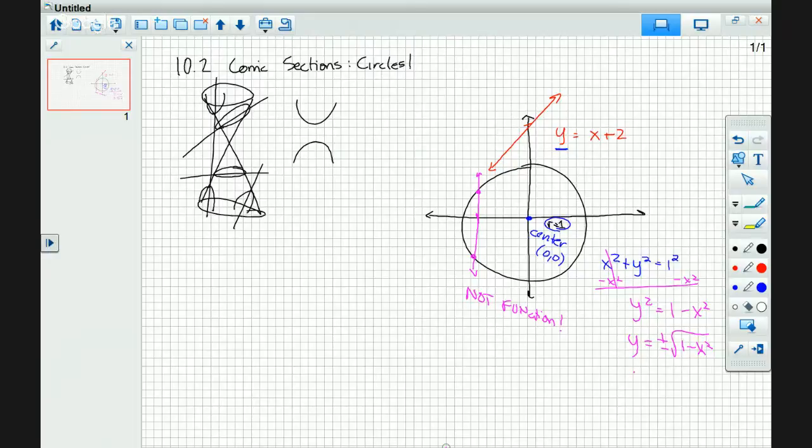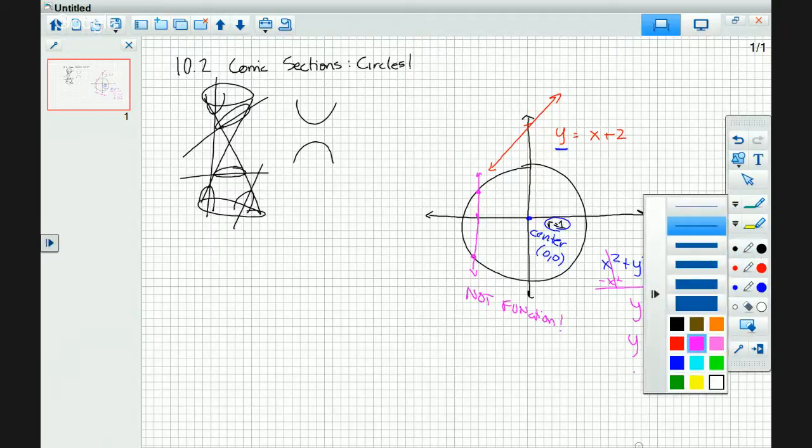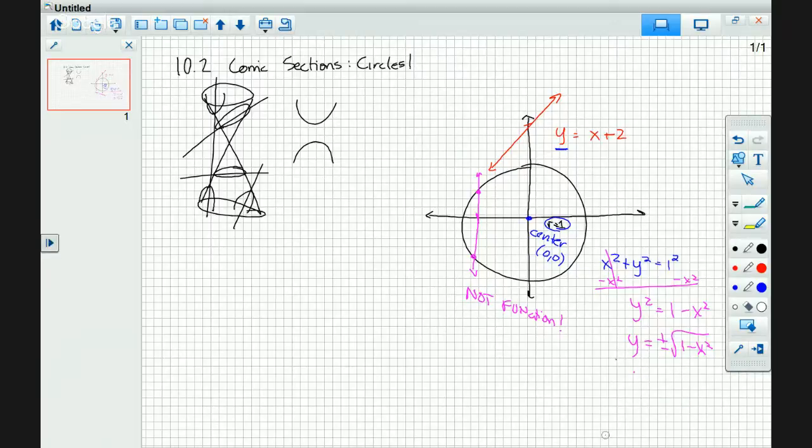Okay. This is split. Let's try a different color. Notice the positive here and the negative. Okay, the positive is just the top.